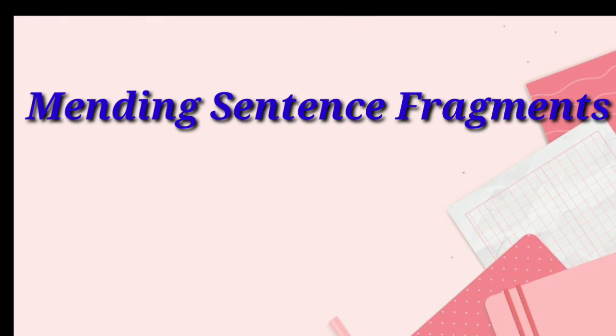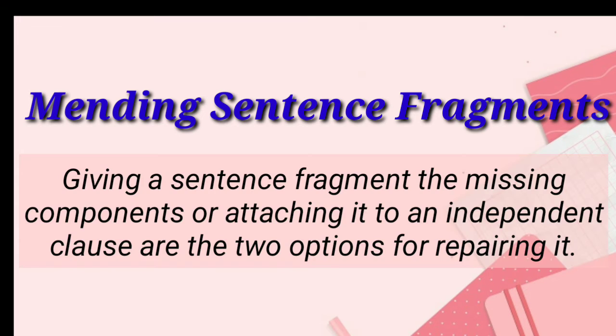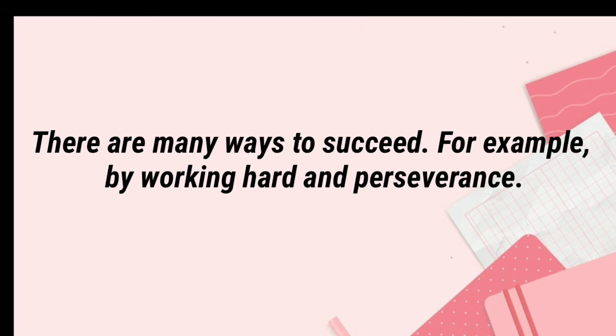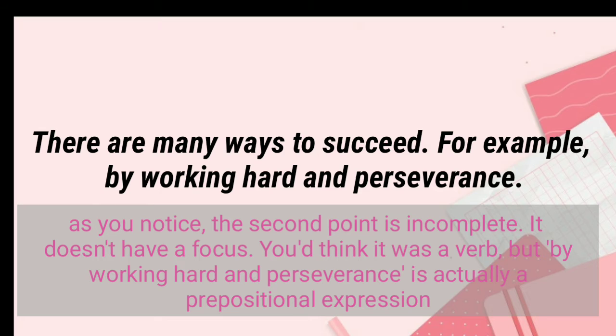Now, let's talk about how to mend sentence fragments. Giving a sentence fragment the missing components or attaching it to an independent clause are the two options for repairing it. Consider the following example: There are many ways to succeed. For example, by working hard and perseverance. As you notice, the second part is incomplete. It doesn't have a subject. You'd think it has a verb, but by working hard and perseverance is actually a prepositional expression.